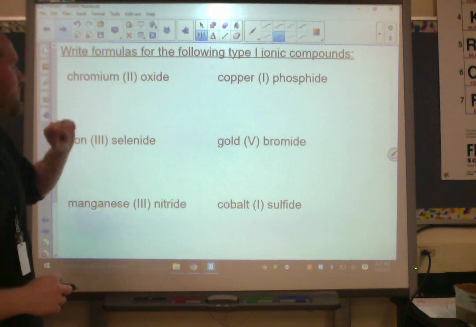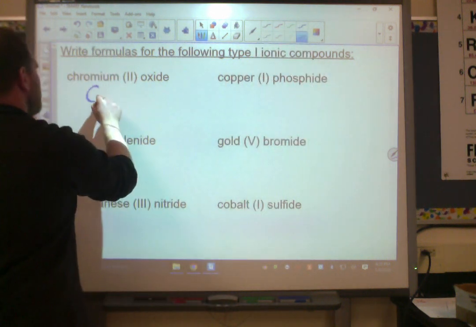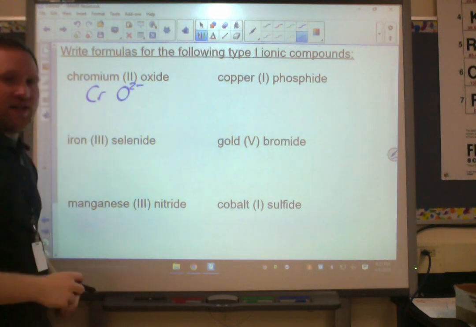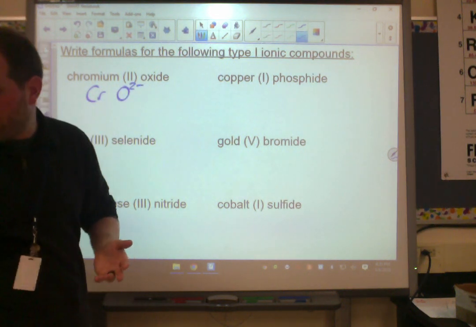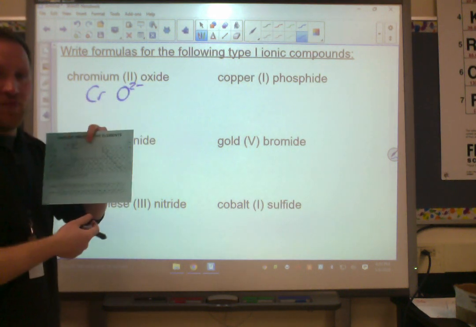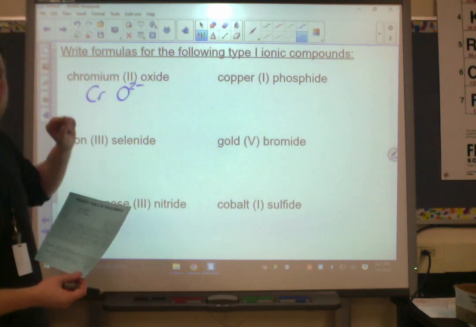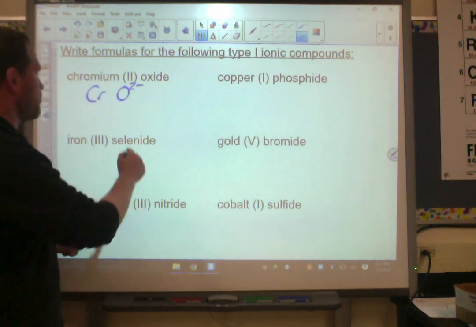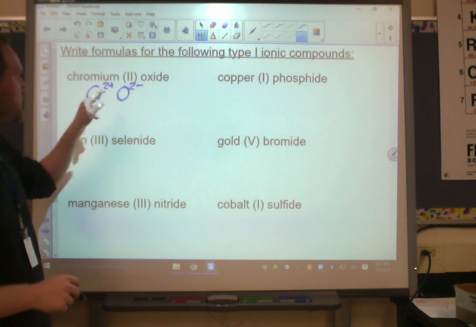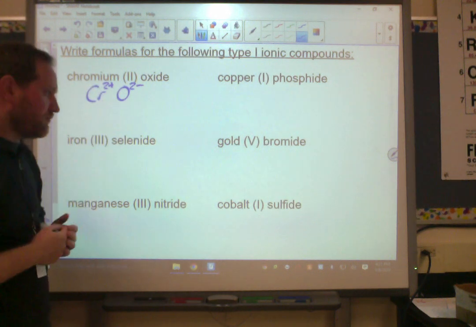Chromium(2) oxide. Chromium is Cr, oxide is O. I know oxide is always O2 minus. I don't know chromium's charge by looking at the periodic table. No matter how hard I scour this paper, it's not going to help me. Where do I get my charge? Right there. That 2 means that this chromium has a charge of 2 plus. And now that I know that, I can see it's going to be CrO because it's 2 to 2. You cross it and then simplify it.